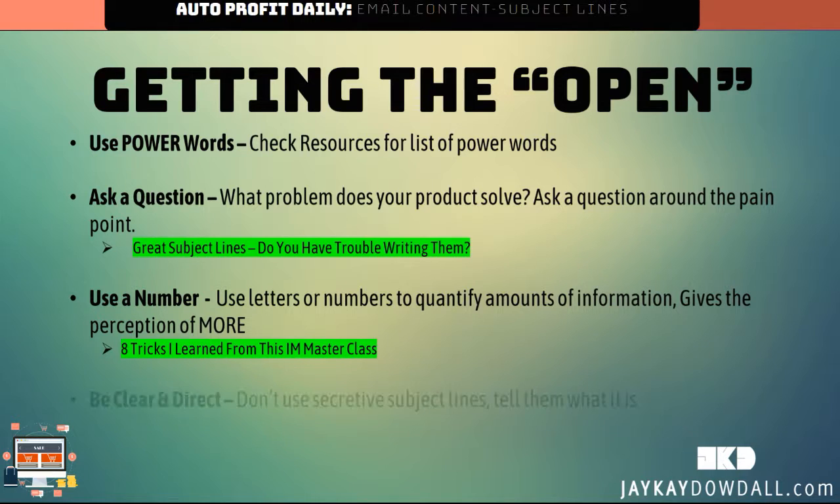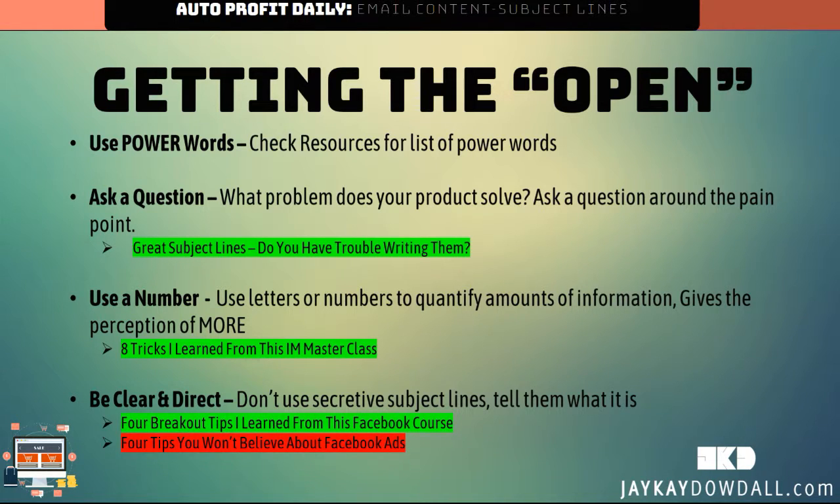And the final trick I have here for you to make sure you get that open is to be clear and direct. What you don't want to do is use secretive subject lines. You want to be upfront and tell people what the email actually is, right? So here's a good example, 4 breakout tips I learned from this Facebook course. A more secret version of saying that would be 4 tips you won't believe about Facebook ads, okay?